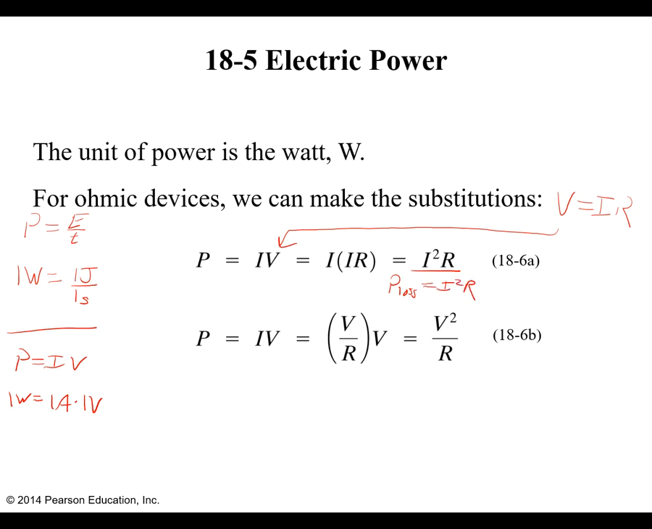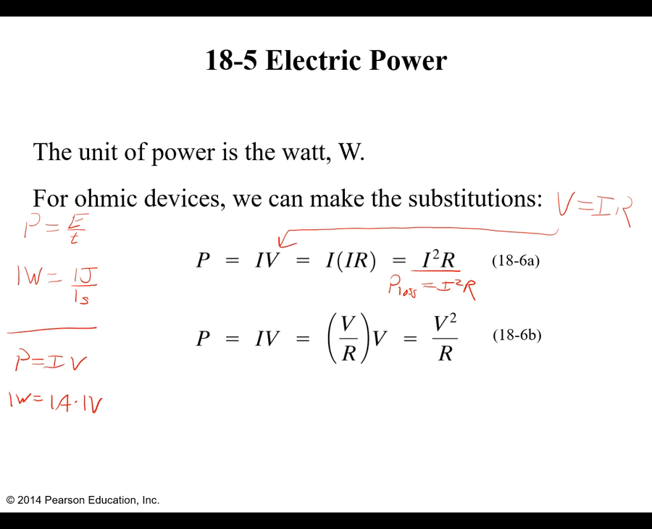So point being there, if the current is too high, you're going to be releasing a lot of power through the resistance of the circuit. And if you release too much power, it overheats things and can thus start a fire, a house fire, due to overloading a circuit. And we'll talk more about that in the next couple slides.